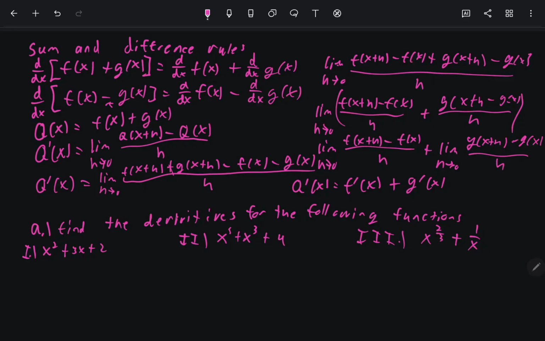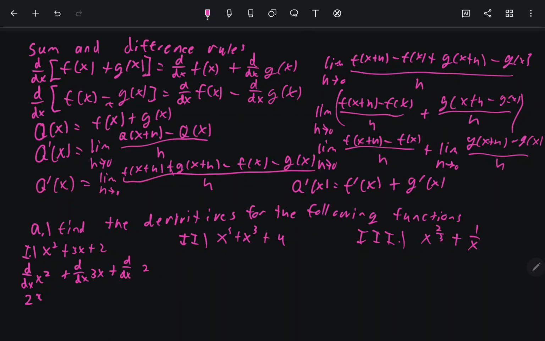Alright. So now that we have all of these rules, let's use them. So starting out we have x squared plus 3x plus 2. Well, let's find the derivative of the following functions. The first one, well, the derivative of this is the sum of the derivatives. So this is really saying the derivative of x squared plus the derivative of 3x plus the derivative of 2. Well, this first one's easy.